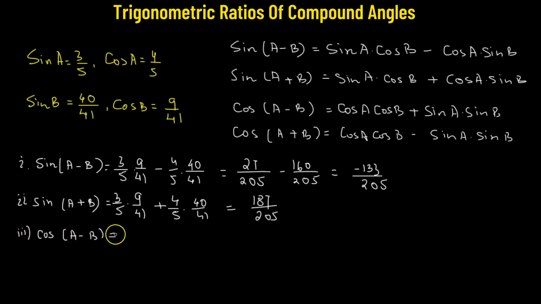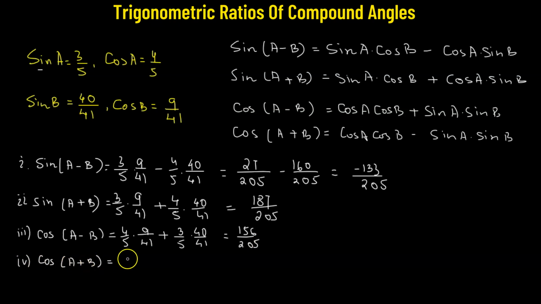Then we have cosine of A minus B. This will be equal to the first term, cosine A times cosine B. So cosine A is 4/5 multiplied by cosine B, which is 9/41. Added to the second term, which is the product of sine A and sine B. So we have 3/5 multiplied by 40/41. This is going to give us a value of 156/205.